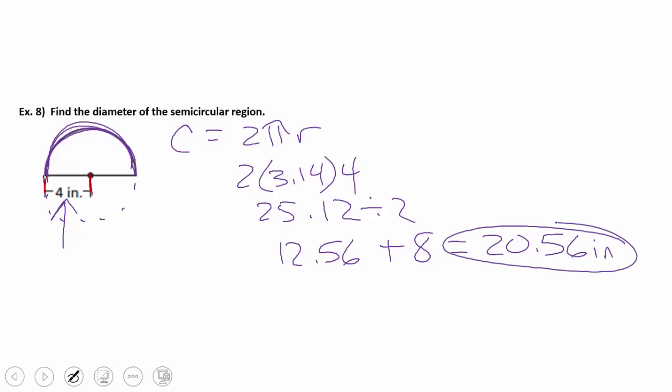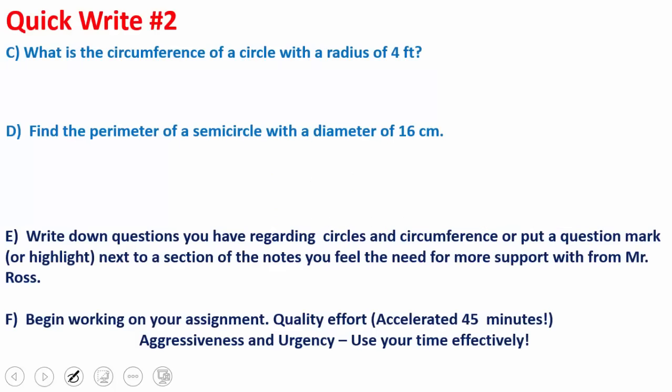So, using the circumference formula, we used it 4 times. We did it twice using the diameter with circumference equals pi times the diameter. We did it twice with the radius with circumference equals 2 pi times the radius. And then we also used it to find the semicircular perimeter. So, ladies and gentlemen, that kind of ends it.